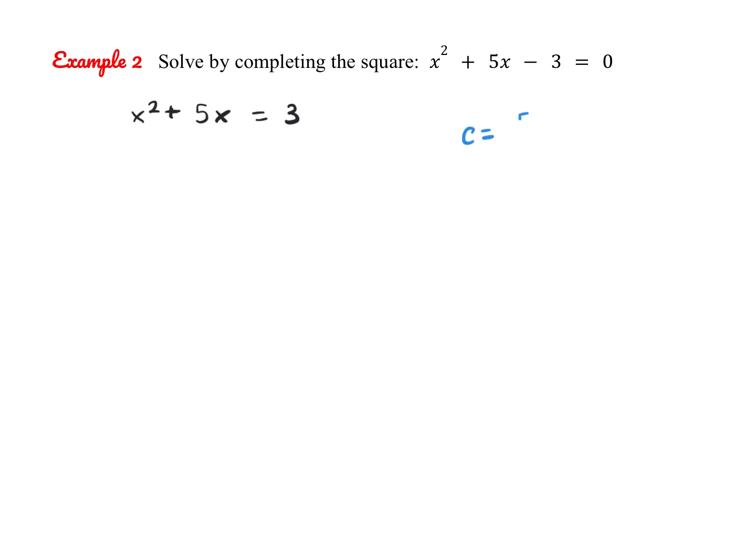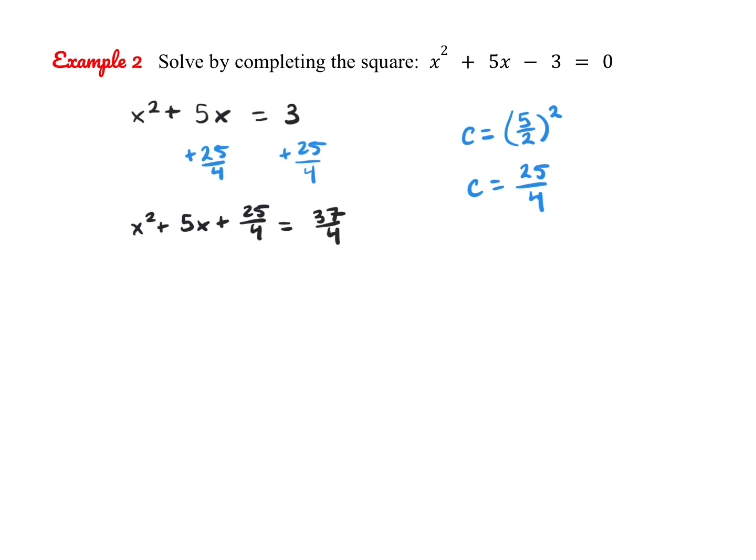So I'm going to take my b value, divide it by 2, and square it. So our c value here is going to be 25 over 4. So that's what I'm going to add to both sides. So this gives us x squared plus 5x plus 25 over 4 equals 37 over 4. Remember, this is just 12 over 4 plus 25 over 4.